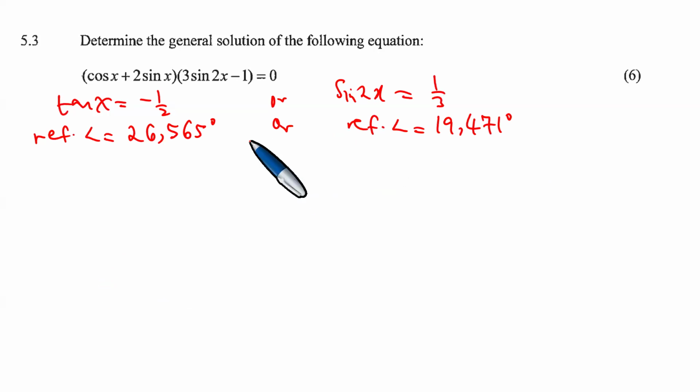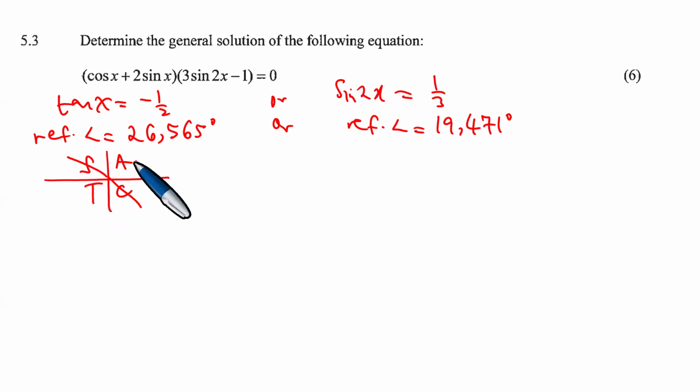Now, there are a couple of things we need to recall in view of our old friend, the CAST diagram. It is one diagram that must be appreciated so much. With the CAST diagram, we know that the tangent is negative in the second quadrant and also in the fourth quadrant. It is positive in the first and third quadrants. We are interested in the quadrant in which the tangent is negative.